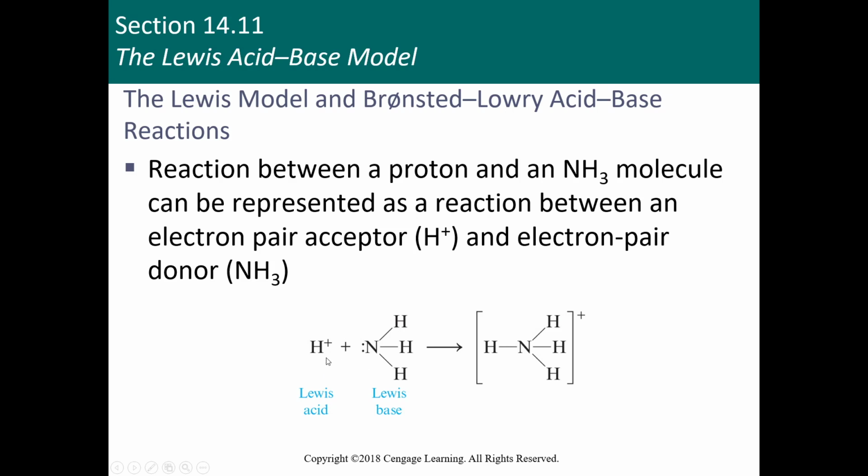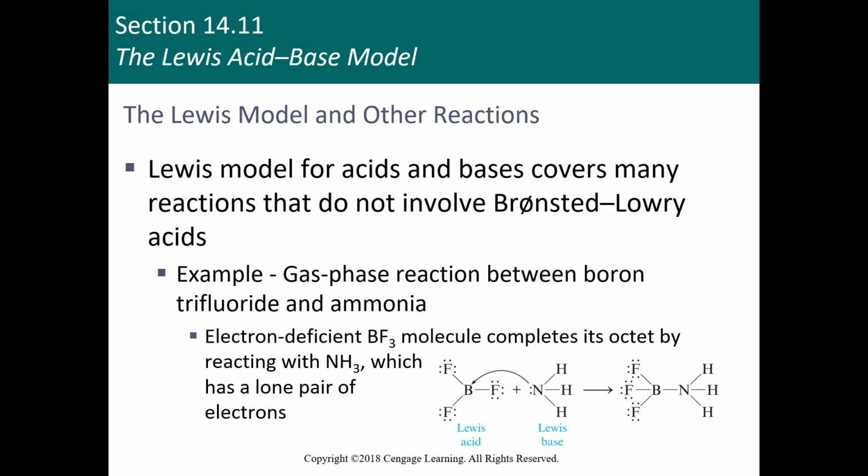So this right here is donating an H plus. This right here is accepting an H plus. So this is one of those cases where both actually make sense. Let's look at a case where we don't fulfill the Bronsted-Lowry definition. So right here is a great example.